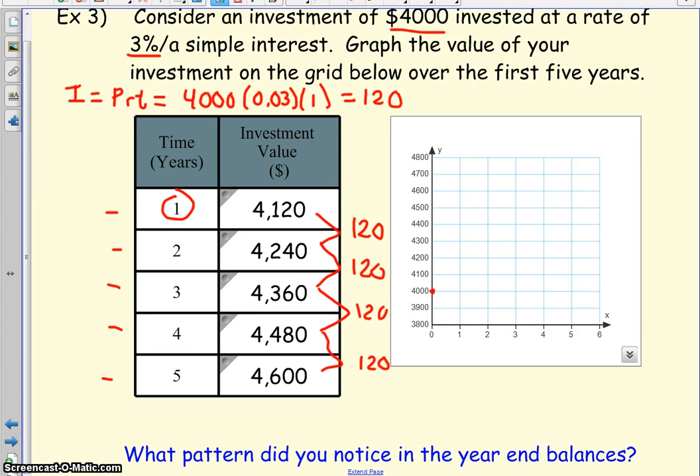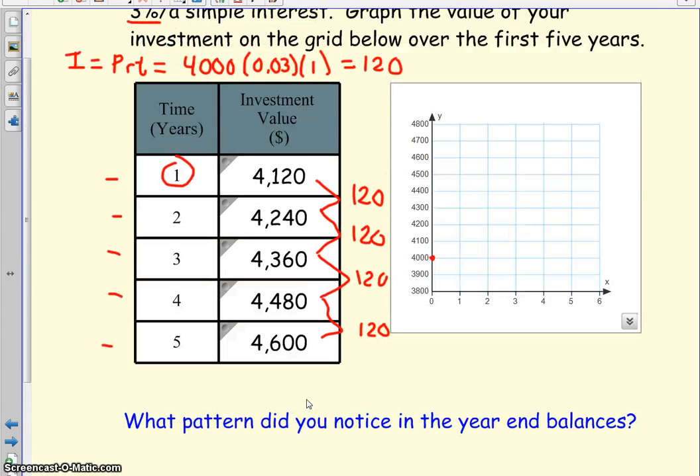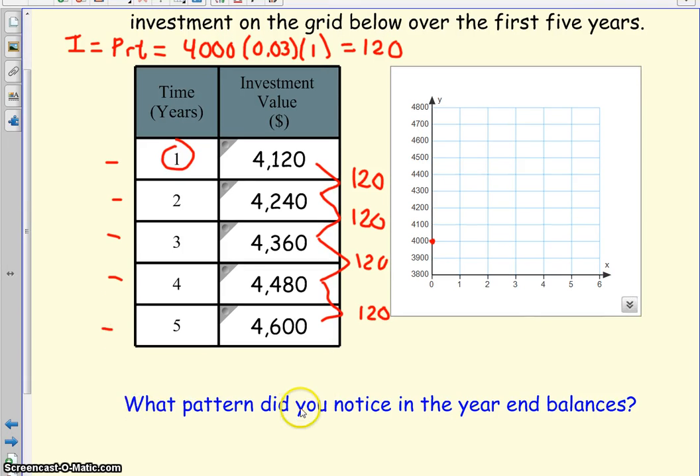So one thing to remember from grade 9 is if you look at tables of values, if the first differences are constant, that means it's a linear relationship. So what you have with simple interest is a linear relationship between the time and the interest earned or the total value of the investment, which kind of makes sense, right?